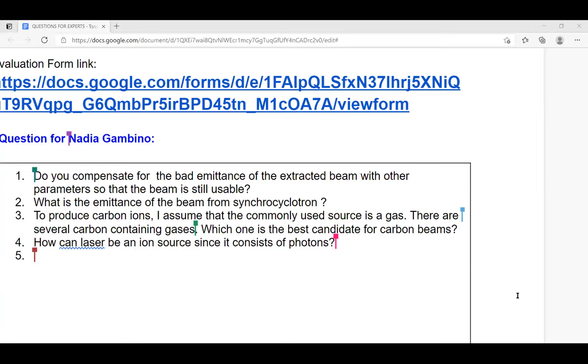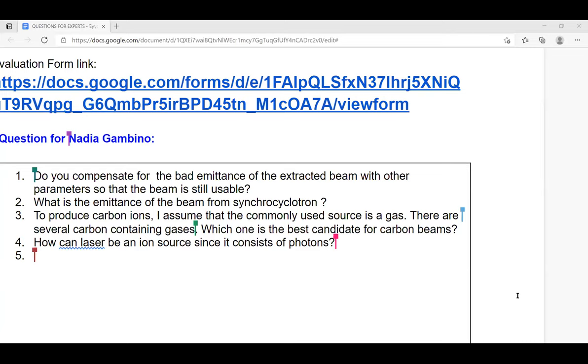So of course you can compensate for bad emittance by source tuning. But the emittance will be what it is, because it comes from the shape of your beam. So you can compensate for it, but you will still need to deal with this nasty shape. You cannot completely overcome it.